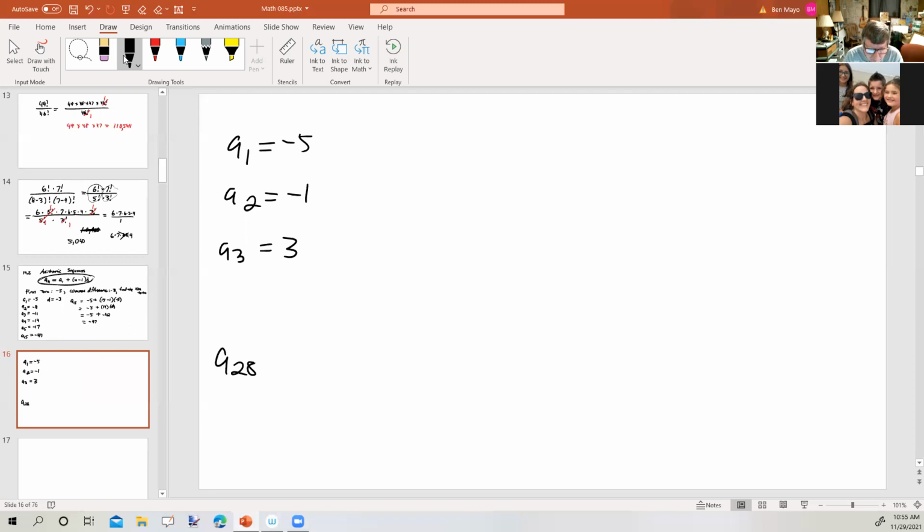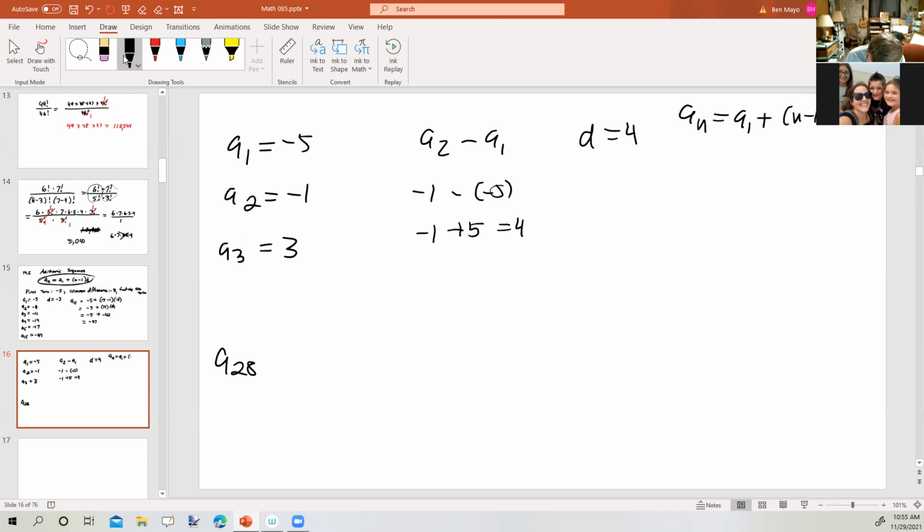All right. How do you find d, the common difference in an arithmetic sequence? You take any term in the sequence minus the previous term. So a2 minus a1 would be -1 minus -5, which would be -1 plus 5, which would be 4. So d is 4. Our formula, a sub n equals a sub 1 plus the quantity n minus 1 times d. Now we've got all the information we had in the previous problem at this point.